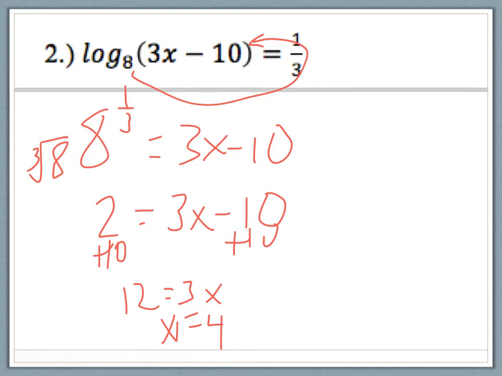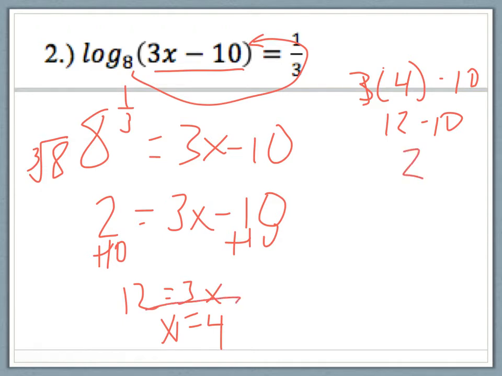Now let's just double check to make sure that it doesn't end up being a log of a negative. So we have 3 times 4 minus 10. Well, 3 times 4 is 12. 12 minus 10 is 2. So it's still positive, so this one is going to work out for us.